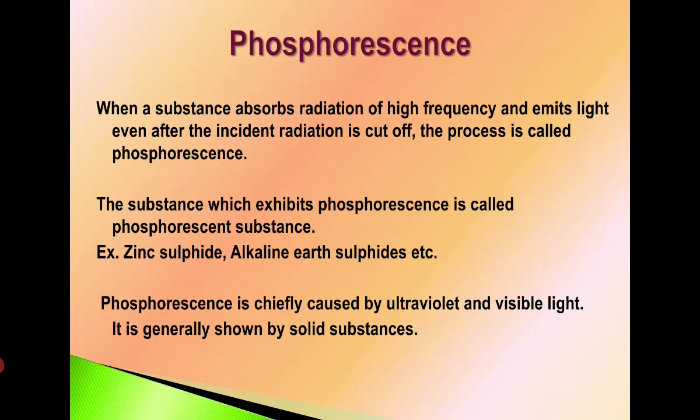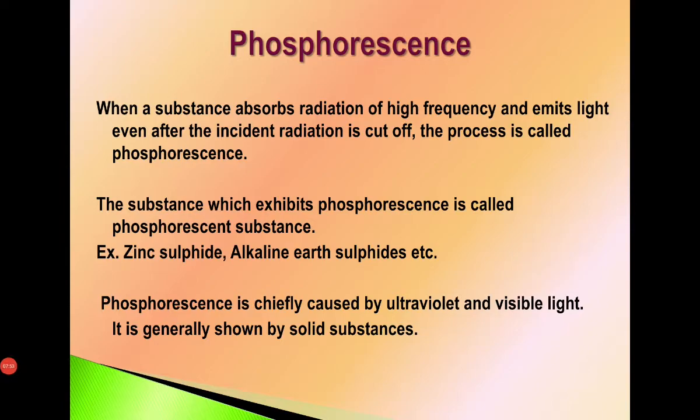And the next one is phosphorescence. When a substance absorbs radiation of high frequency and emits light even after the incident radiation is cut off, the process is called phosphorescence. That is, the substance absorbs light and emits it after some time. Even if the radiation is cut off, the substance shows this phenomenon of phosphorescence.